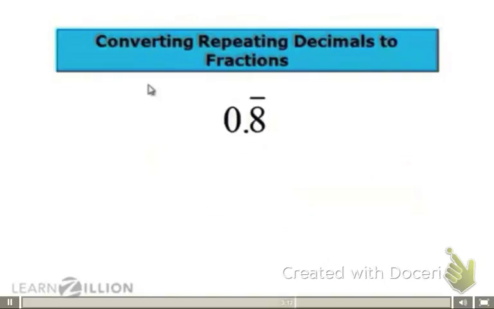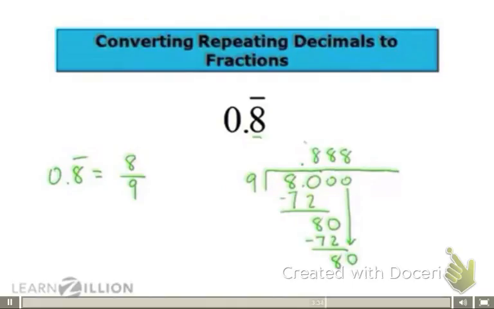So let's try that with 0.8 repeating. There is only one number in the repetend, so we take the 8 and put it over just 1 nine. So 0.8 repeating should equal 8/9. We always need to check to see if that's actually true. So let's go ahead and set up division to make sure that 8/9 will equal 0.8 repeating. We divide 9 into 8. As you can see, this pattern keeps going. So yes, 0.8 repeating does equal 8/9. We have now shown that 0.8 repeating is a rational number, 8/9.